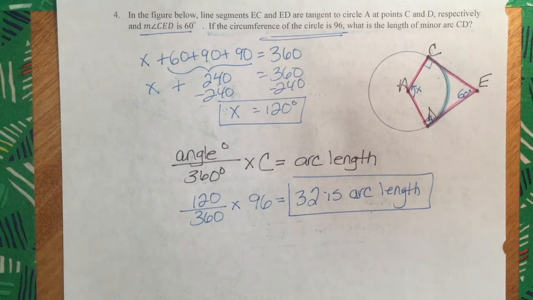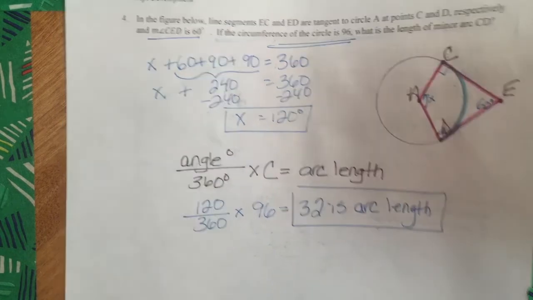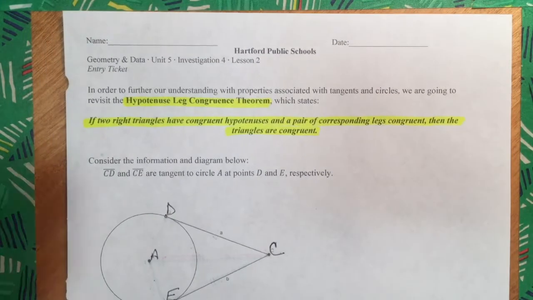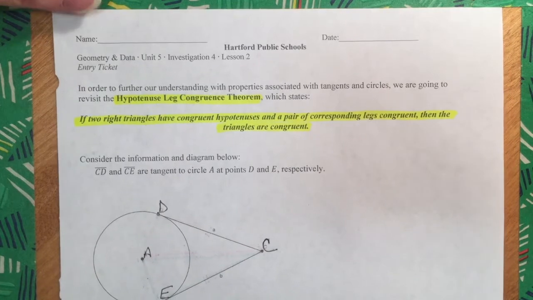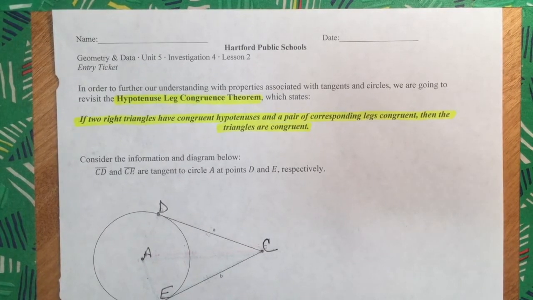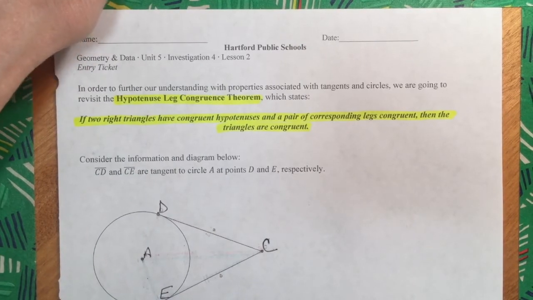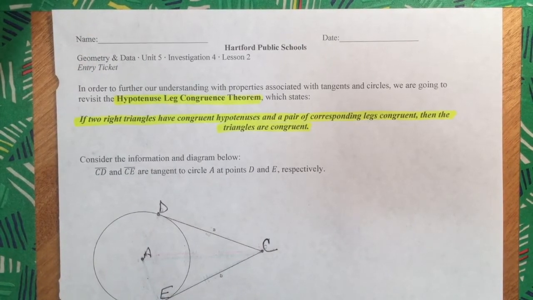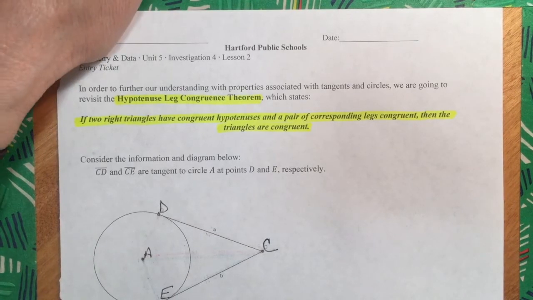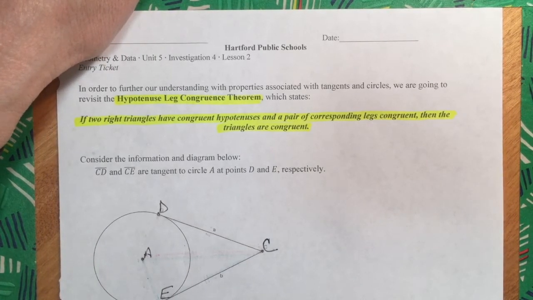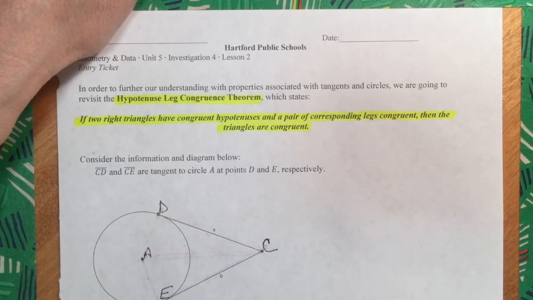All right, so now we're going to go on to lesson 2 for a few minutes, and on page 97, we're going to talk about another triangle theorem, and it's called the hypotenuse leg congruence theorem, and basically it says if you have two right triangles and their hypotenuses are congruent, same length, and one pair of their legs are congruent, then the triangles are congruent. And once the triangles are congruent, that means all of their parts are congruent, right?